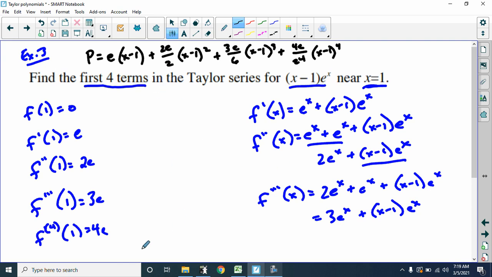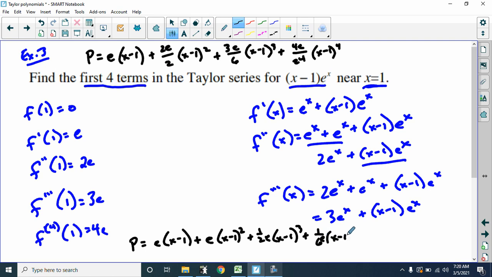So final answer, our Taylor polynomial is e times x minus 1 plus e times x minus 1 squared plus 1/2 e times x minus 1 cubed plus 1/6 e times x minus 1 to the fourth.